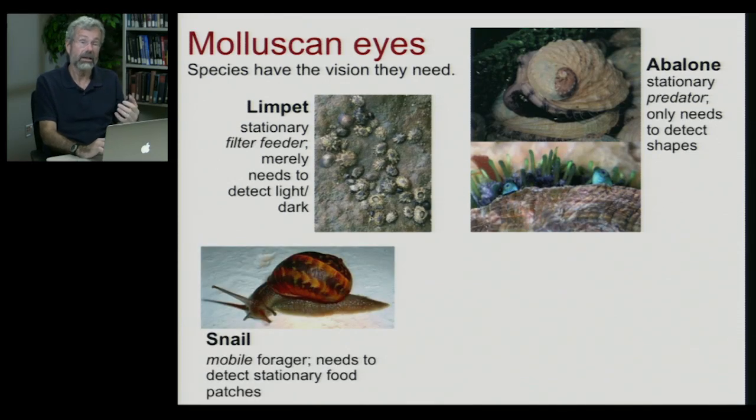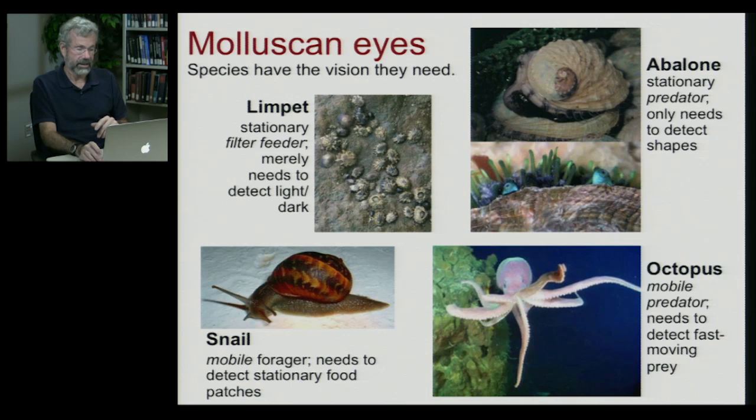A snail, although we think of snails as being pretty slow foragers, they do move, and they need to know where they're going. So they have to have a rough idea of what the environment's going to be like up ahead. And the octopus, which has eyes as sharp and as accurate as ours, is a mobile predator. They're going to grab things with their tentacles. They need to know how far away it is, and they need to be able to see in bright light and dim light. So they need to be able to detect and capture fast-moving prey.